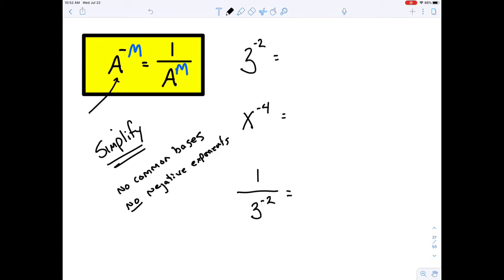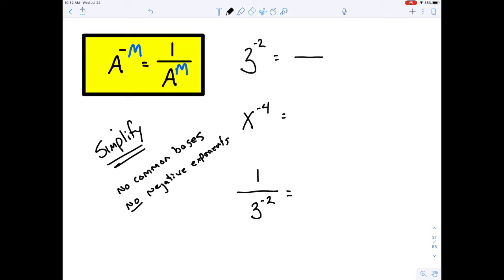If I have a base with a negative exponent, what I do is I take the base and the positive version of that exponent and I put it on the bottom of a fraction and I put a placeholder on the top. So you might hear your teachers literally talk about flipping it or switching it. That's really all you're doing.